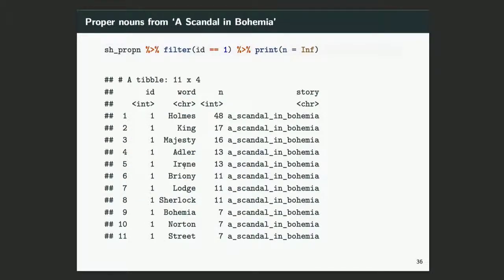So here is A Scandal in Bohemia again, and we see all of the proper nouns. Before, when we looked at the list, a lot of the top words when we got rid of the stop words were proper names, but it also contained things like photograph and shoe and table. And now we just have the proper nouns. So we have Holmes, King, Majesty, Adler, Irene, Briony Lodge, which is actually a location, and Norton Street, which is a location. So we have some false positives in the sense that these are not all characters, but no false positives in the sense that these are all proper nouns. Well, Street sort of is, because it's coming in conjunction with Norton Street or Baker Street or something like that.